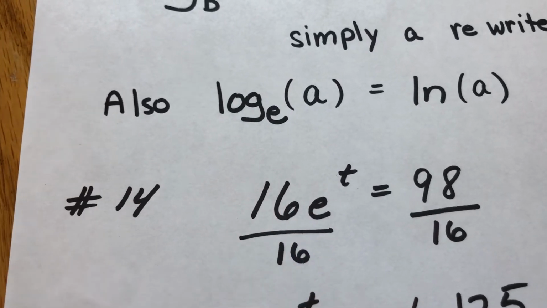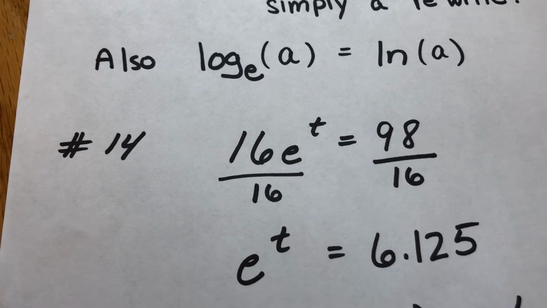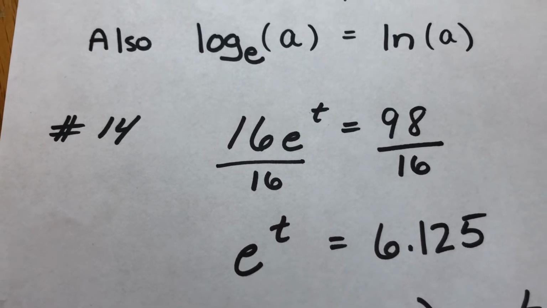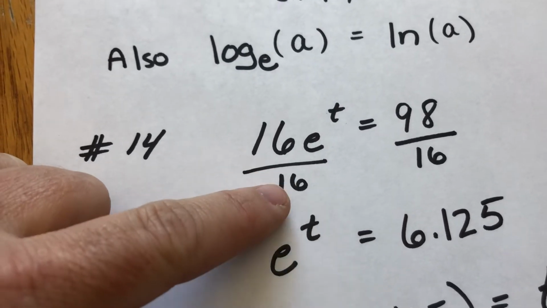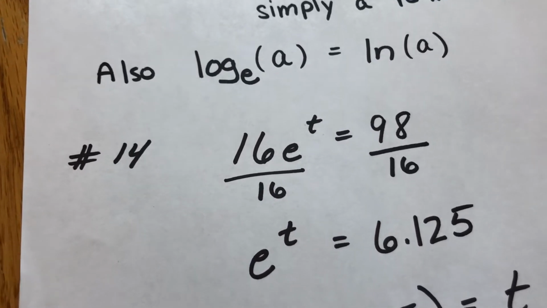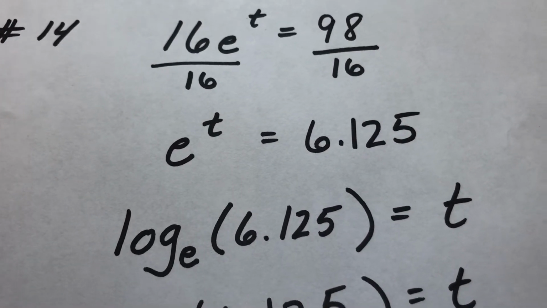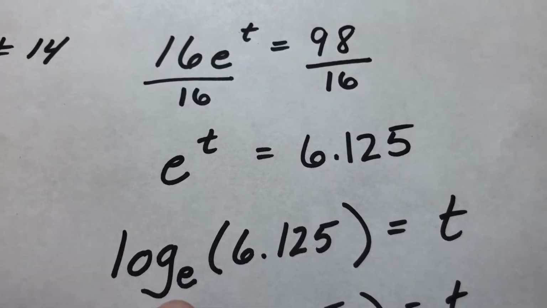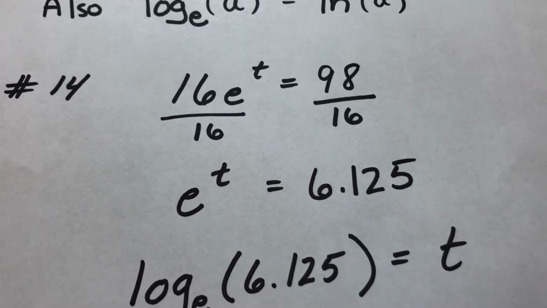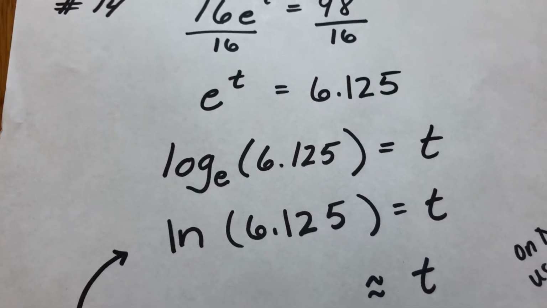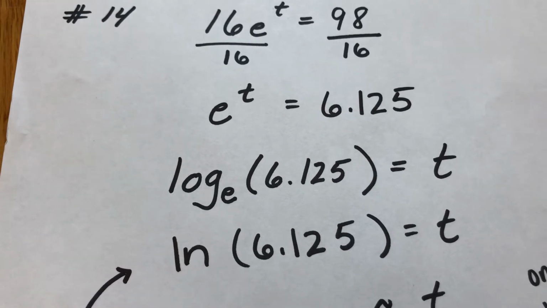The first thing I was going to do is divide by 16, and that gave me e to the t equals 6.125. Whenever you're at this point, when you want to get an exponent down, you rewrite it as a logarithm. So it was log base e, because remember the base becomes the base of the logarithm. Whatever it equals goes in the argument spot, and then it equals t.